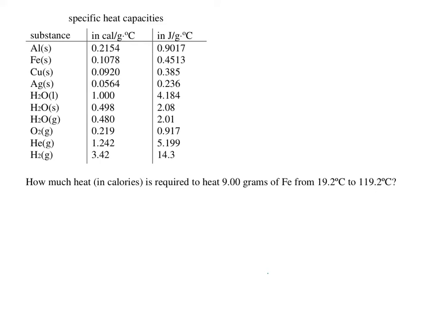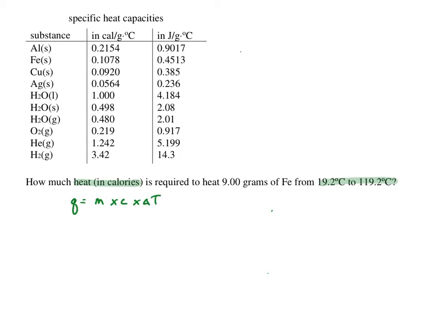This is a heat and temperature change problem. We're given a delta T, or means to calculate delta T, and we're asked to calculate how much heat is involved. The equation is that our heat is equal to mass times our specific heat capacity times delta T.